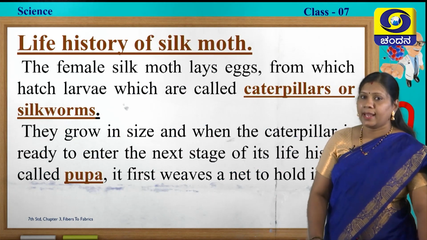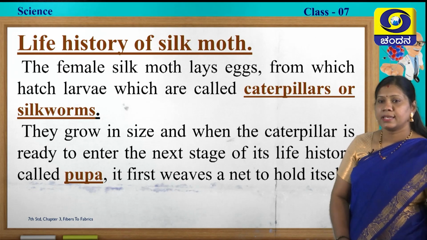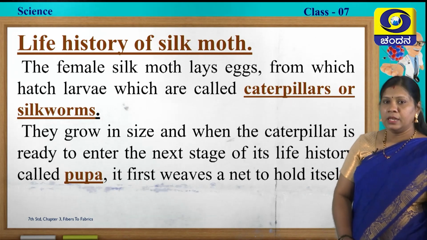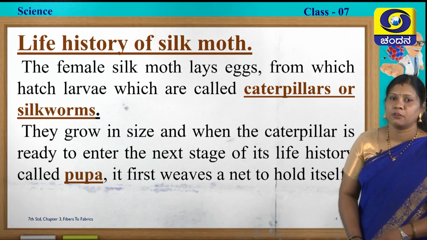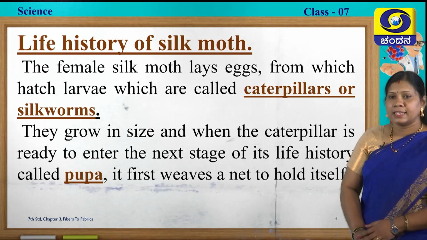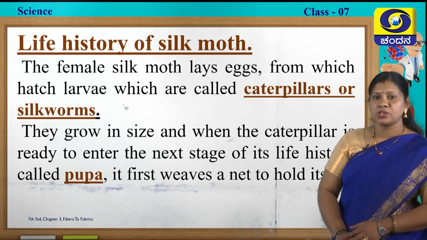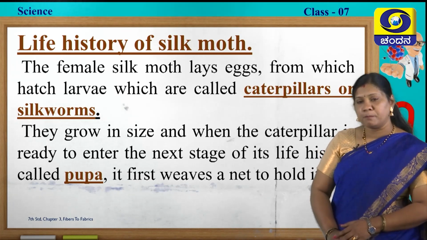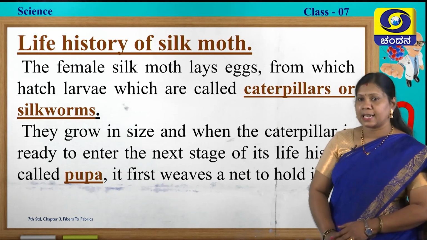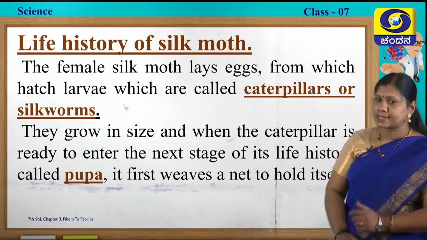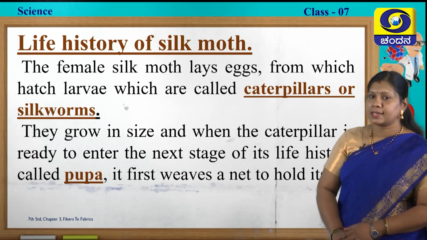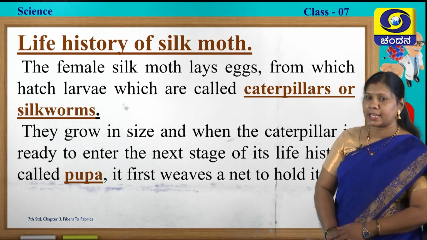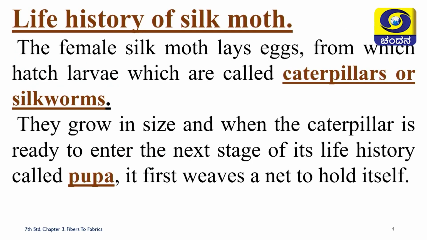Now, we will see exactly how silk is obtained from the silkworm. We will see the interesting life history of a silkworm. The female silk moth lays eggs from which hatch larvae, which are called caterpillars or silkworms. You have seen caterpillars, right? They grow in size, and when the caterpillar is ready to enter the next stage of its life history, called pupa, it first weaves a net to hold itself.